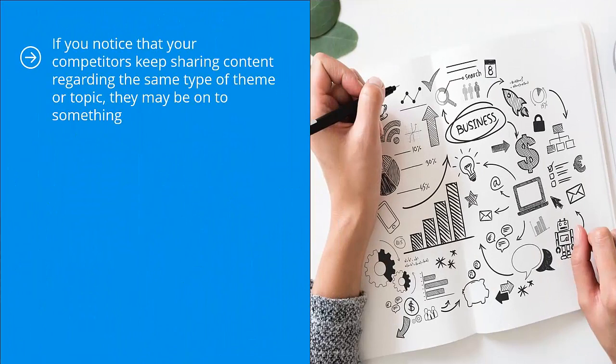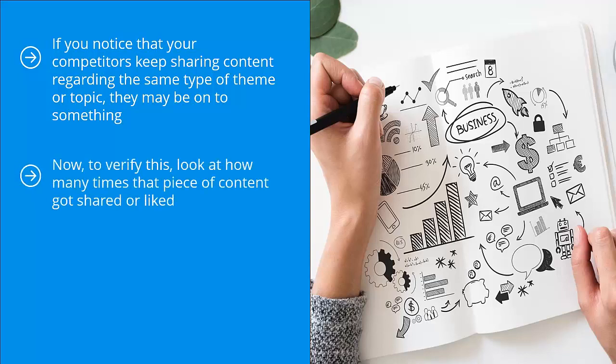If you notice that your competitors keep sharing content regarding the same type of theme or topic, they may be onto something. They wouldn't waste all this time, effort, and energy talking about the same stuff over and over unless, of course, it connects to their audience at some level or another and produces results. Now, to verify this, look at how many times that piece of content got shared or liked. That should give you some sort of objective proof that this content actually resonates with your target audience members.